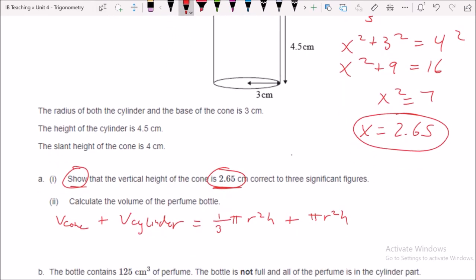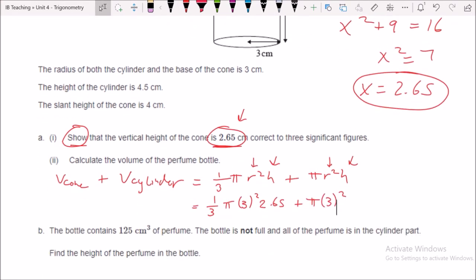When I do this, I'm going to get for the cone, and make sure you notice, guys, these two radii are the same because they told us so, but the heights are not necessarily the same, because the one on the left is the height of the cone and the one on the right is the height of the cylinder. So when I plug this in, 1/3 pi times 3 squared times the height of the cone, which is 2.65, and they told us right here they want it rounded that way when we use it. Plus pi times 3 squared times the height, this time of the cylinder, and the height of the cylinder is 4.5.